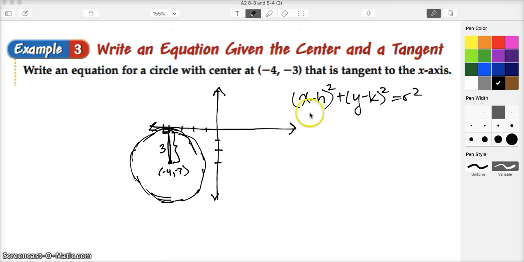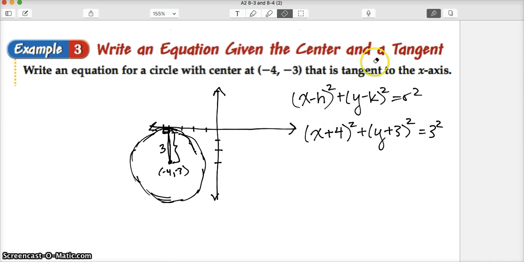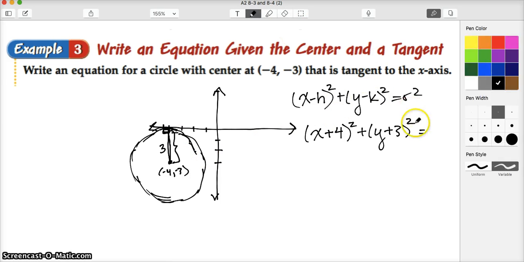I'm just going to use this formula by plugging in the information I have, recognizing that h is -4 and k is -3. I get x plus 4 quantity squared plus y plus 3 quantity squared is equal to 3 squared, or I could have written that 3 squared more conveniently as 9. And that's the equation of that circle.